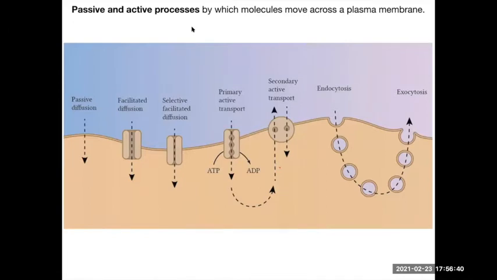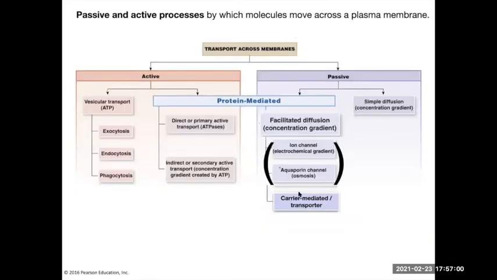And so we're going to break this down. You can categorize all these different channels in different ways, and we're just going to do it this way: there are passive and active processes by which molecules are going to move across the plasma membrane. You could build yourself a little conceptual flow chart like this as far as transport across the membrane. You could break it into two big groups, active and passive.